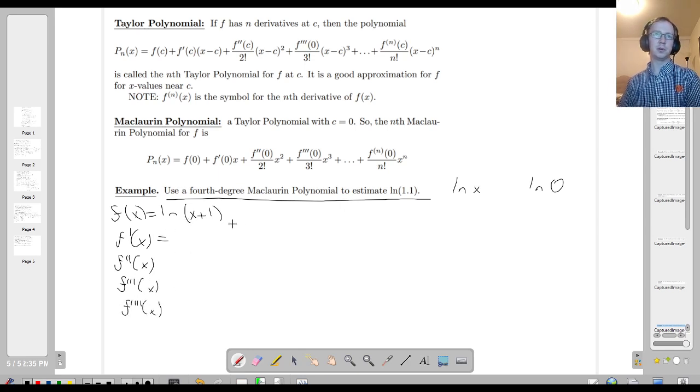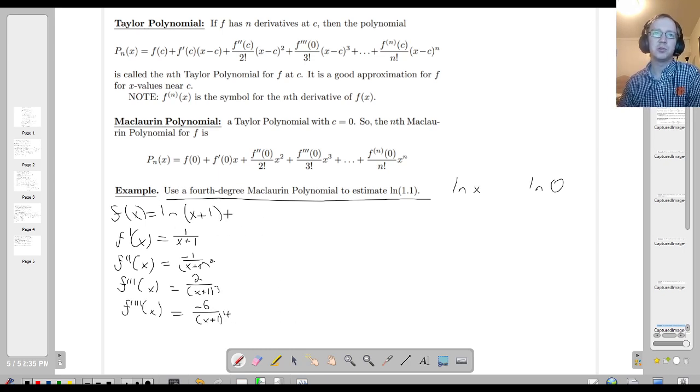So let's see, the derivative of natural log of u is just u prime over u, so the derivative of x plus 1 is 1. So that's just 1 over x plus 1. Or you could think of this as x plus 1 to the negative 1. The derivative of that would be negative x plus 1 to the negative 2. Okay, and you can imagine where this would go from there. So that would be, let's see, 2 over x plus 1 cubed. And the third derivative would be negative 6 over x plus 1 to the 4th.